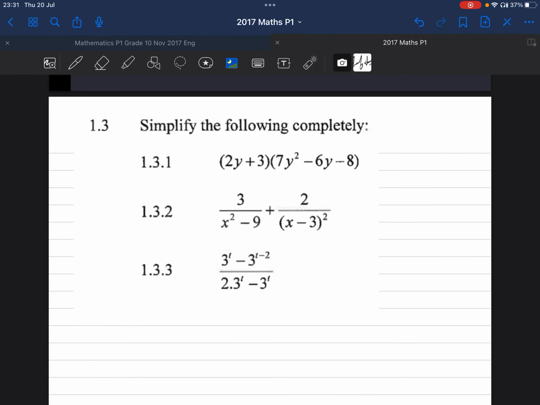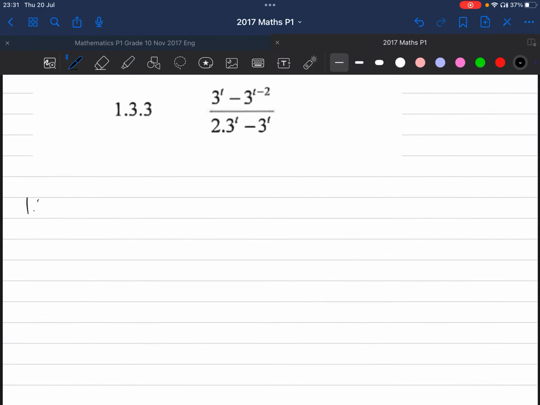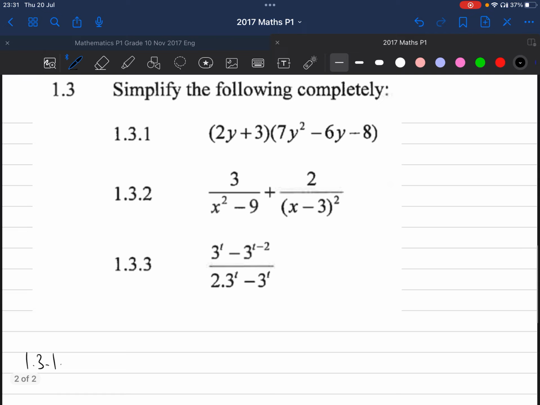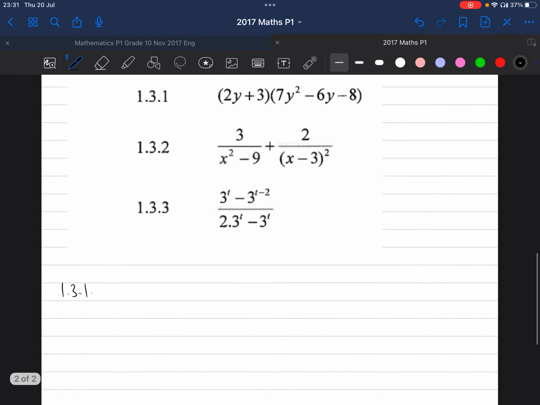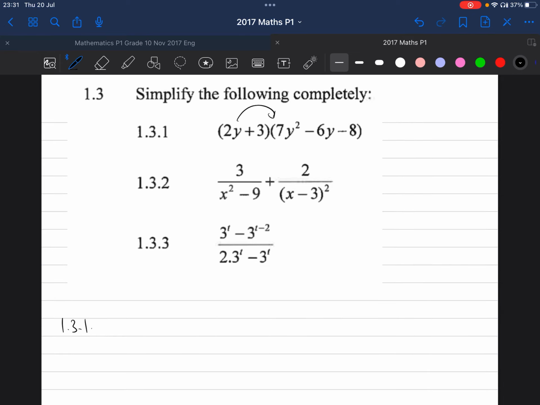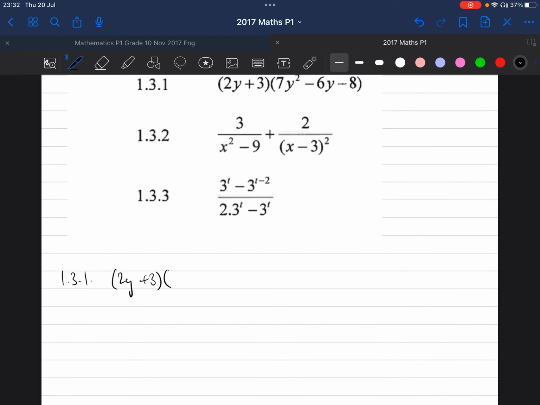Okay, I've just moved onto this blank document here for question 1.3 because it's going to be a bit longer, but anyway. Okay, 1.3.1, simplify the following completely. So how are we going to do that? From the looks of it, we're just going to have to multiply these two brackets by each other. So let's start there. 2y plus 3 multiplied by 7y squared minus 6y minus 8.